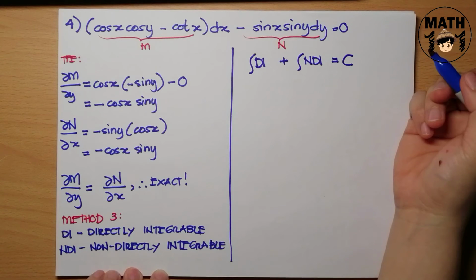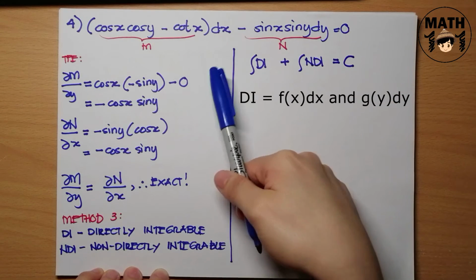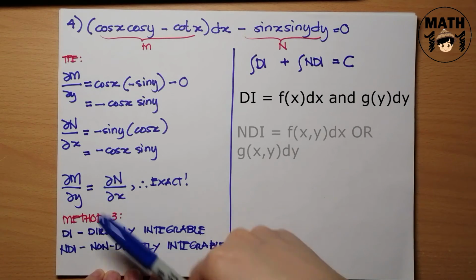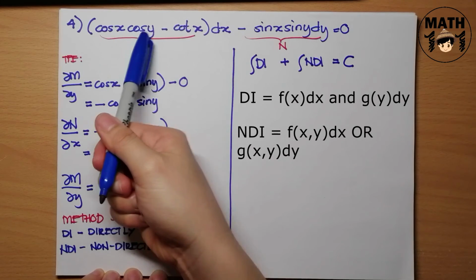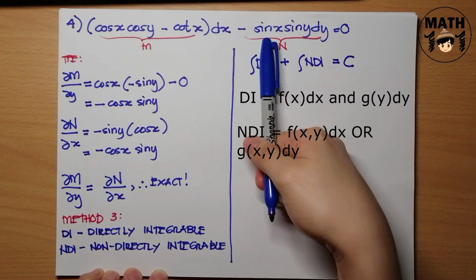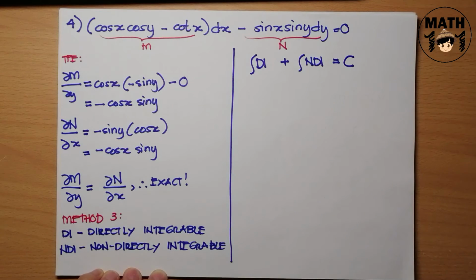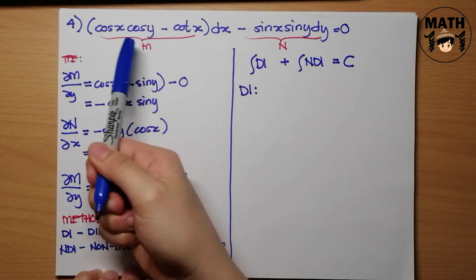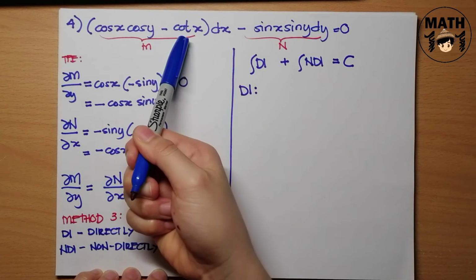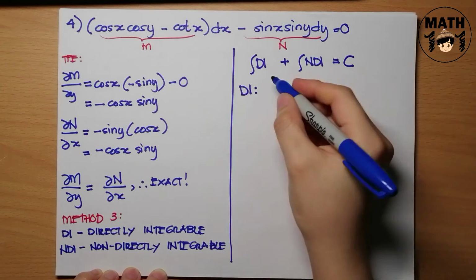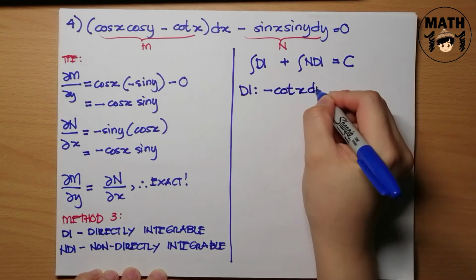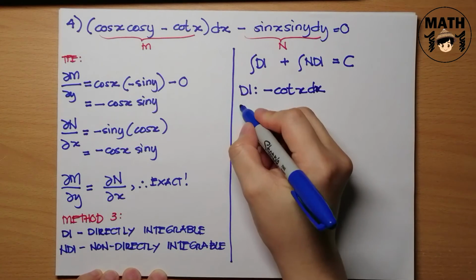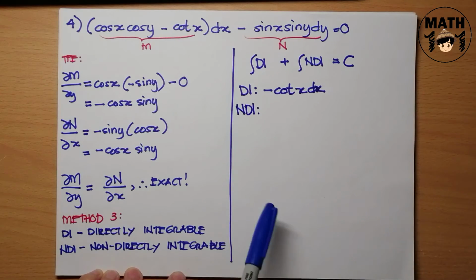Pag sinabi nating directly integrable, yun yung magkakasamang function lang ni x and dx and function lang ni y and dy. Kapag non-directly integrable, yun yung magkasamang function ni x and y as dx, or function x and y tapos dy. For this example, function x and y dx, hindi siya directly integrable. Ito, negative cotangent of x dx, function x and dx, siya ay directly integrable. Pagdating naman dito kay dy, function x and y dy, so non-directly integrable yon. So, lahat ng natitirang terms, non-directly integrable.